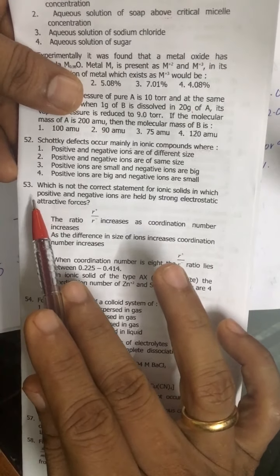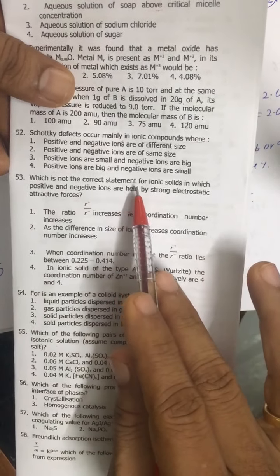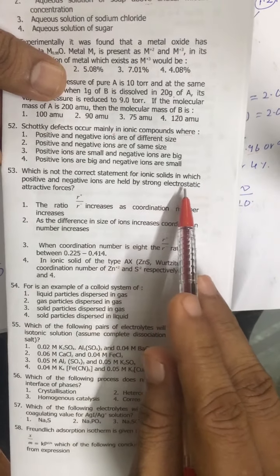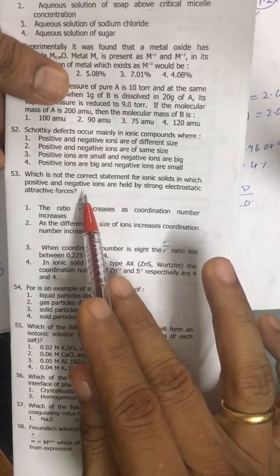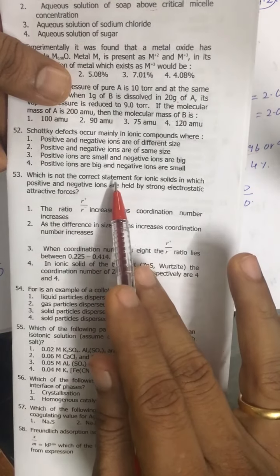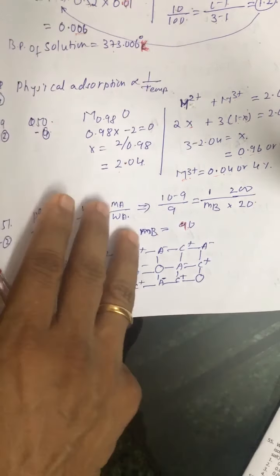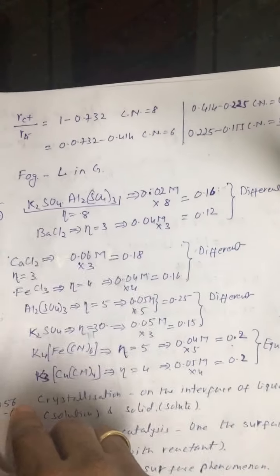Question 53: Which of the following is the correct statement for ionic solids, where positive and negative ions are held by a strong electrostatic force of attraction? It is not the correct statement. So question number 53, the correct answer is the third option.